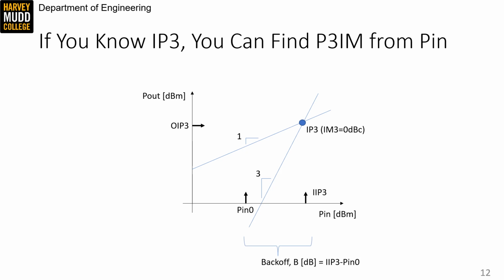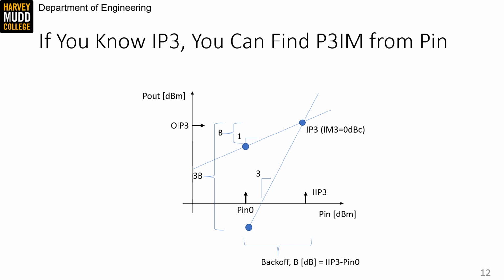We do that calculation by defining some input power P in 0 and observing that P in 0 is some distance from IIP3. We're going to call that distance our backoff, or B. Because we know the slope of the first order and third order lines, we can find the power of both of those lines in terms of IP3. We know the first order line is going to be B below OIP3 because the slope is 1, and we know the third order line is going to be 3B below OIP3 because the slope is 3.